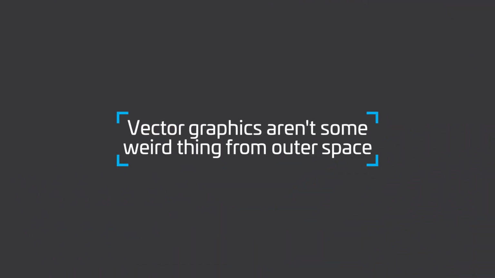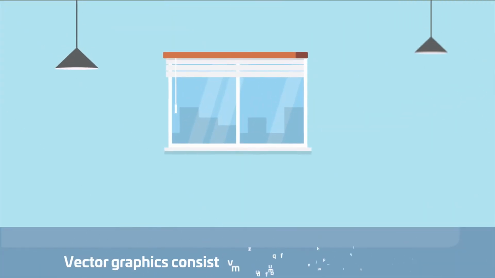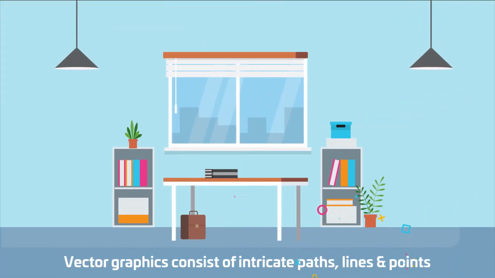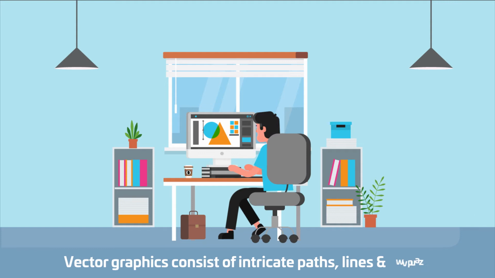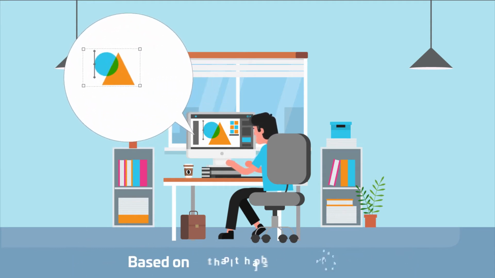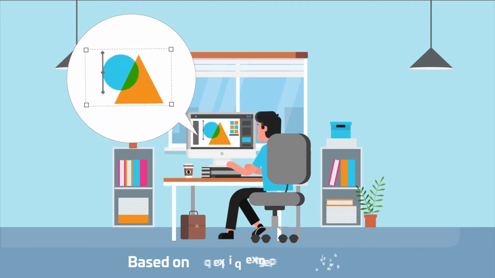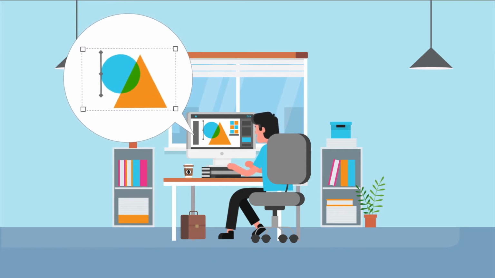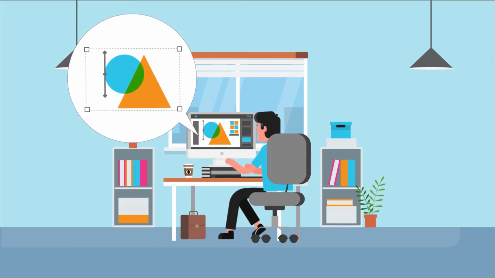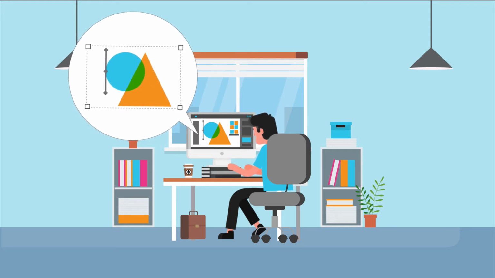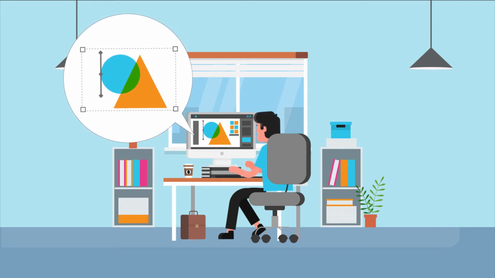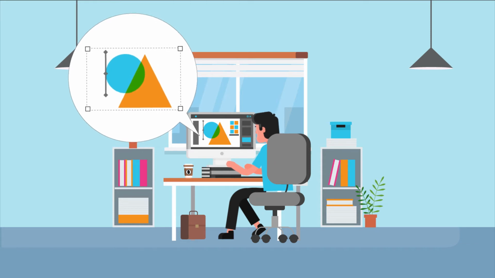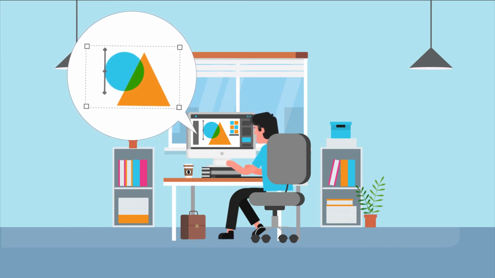Vector graphics aren't some weird thing from outer space. Vector graphics consist of intricate paths, lines, and points. Scaling them to any size is made possible as the vectors are based on mathematical calculations. And regardless of how much you zoom in, it'll always look the same. There is no limit to how big a vector can be printed, apart from the limitations of the size of the printing press or machine that's being used, and it will never lose quality.